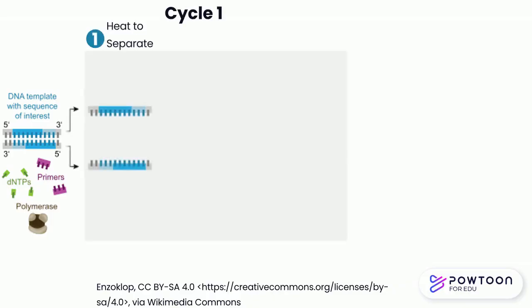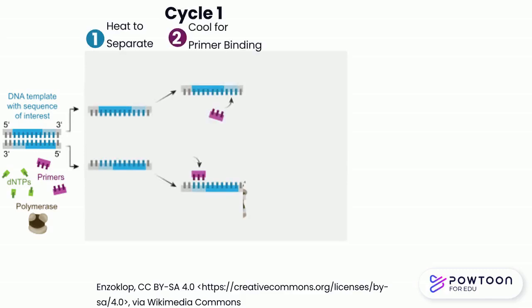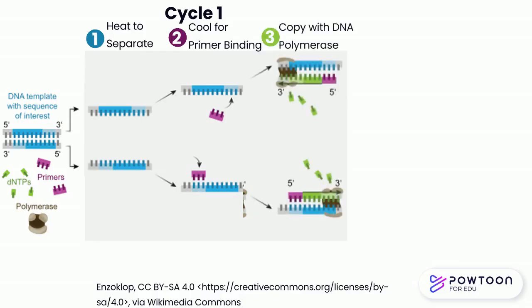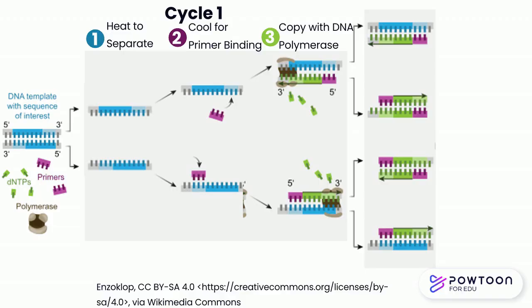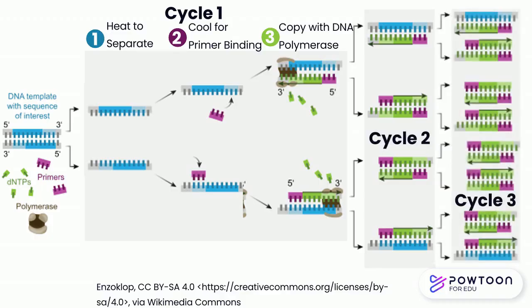First, the DNA is heated to separate the strands. Next, the sample is cooled to allow primers to bind. Finally, DNA polymerase copies the DNA, resulting in 2 copies. This is repeated. Heat to separate, cool for primer binding, and copy to make 4 strands. Another repetition gives 8 strands. In a couple of hours, over 1 billion copies can be made.